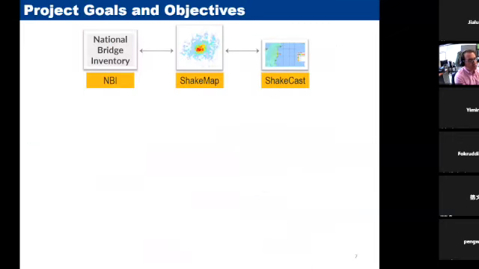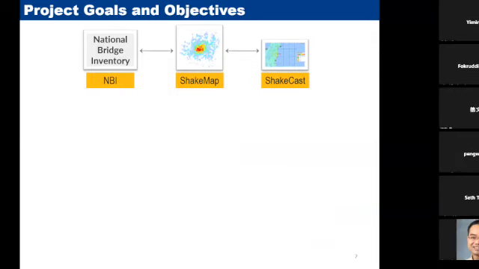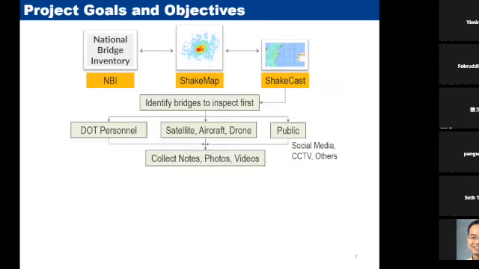So here is our general objective, or thought process, for this project. Let's say there is an earthquake. You have access to the National Bridge Inventory, and then you can use ShakeMap data, feed it into ShakeCast, and figure out which bridges you need to inspect first.